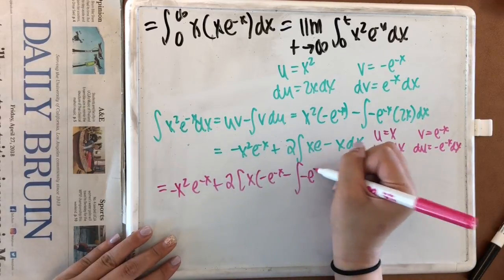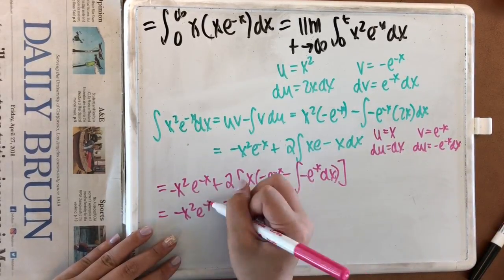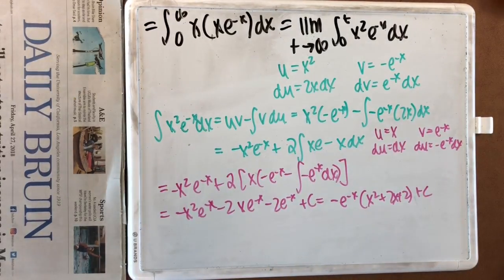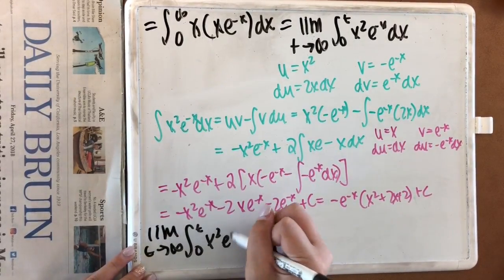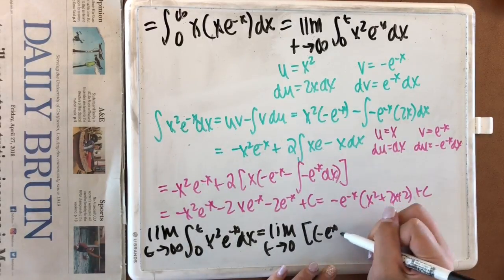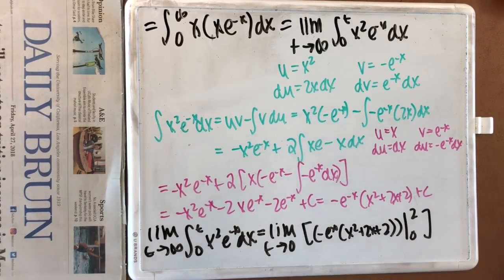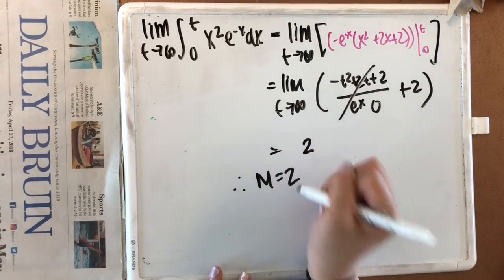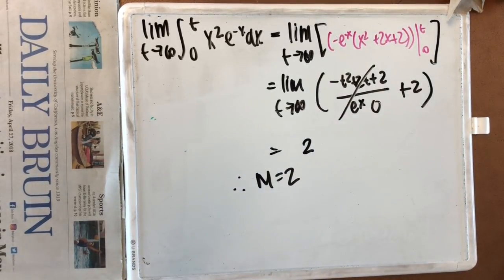Once you finish the integration by parts, you take the result that you got, which would be negative e to the power of negative x times x squared plus 2x plus 2, plus c, and plug it back into the original integral, which would be the limit as t goes to infinity of the integral from 0 to t of x squared e to the negative x dx, and just substitute it in. You thus find that the mean is equal to 2.